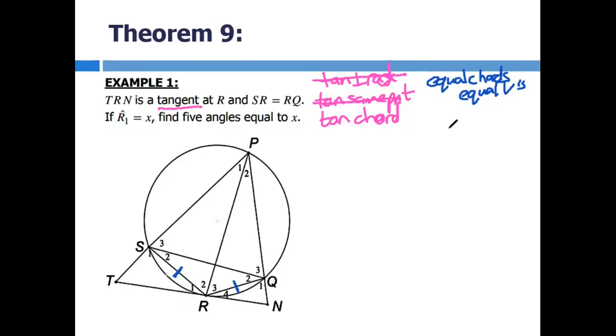Equal chords, equal angles I could use. It's also created an isosceles triangle, so we won't forget that we've got an isosceles triangle. That's all from the fact that SR is equal to RQ. Then they said R1 is equal to x, so we fill it in on our diagram. And find 5 angles equal to x is the question.